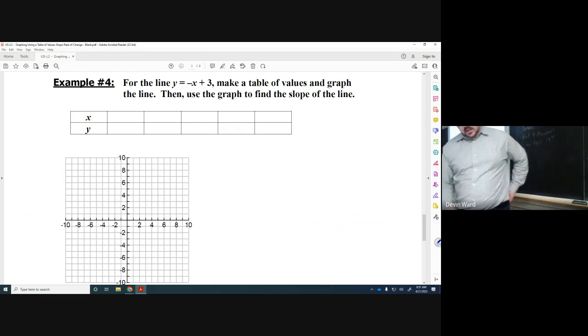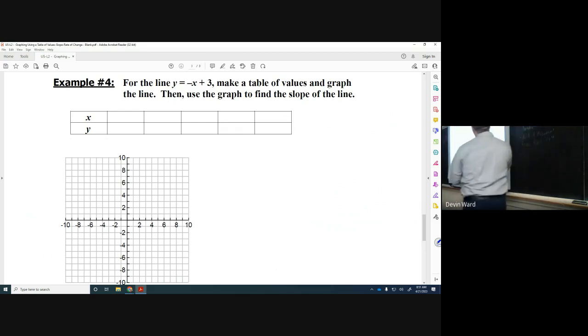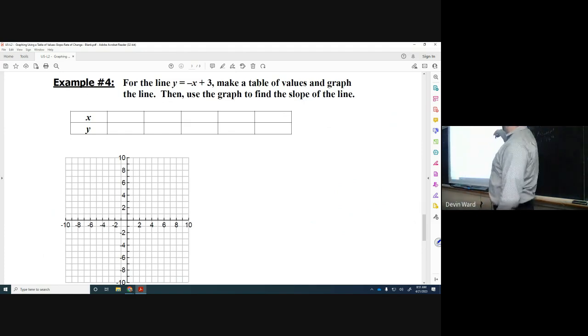Okay. This is our last example. For the line y equals -x plus 3, we want to make a table of values and graph the line. Then we'll use the graph to find the slope.